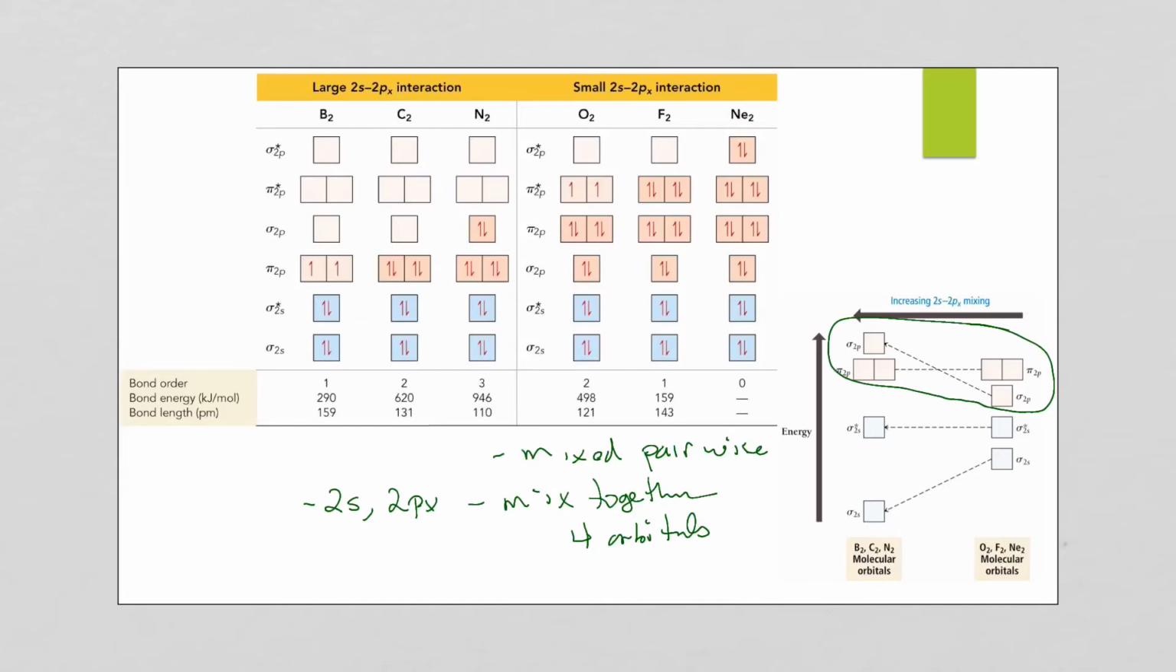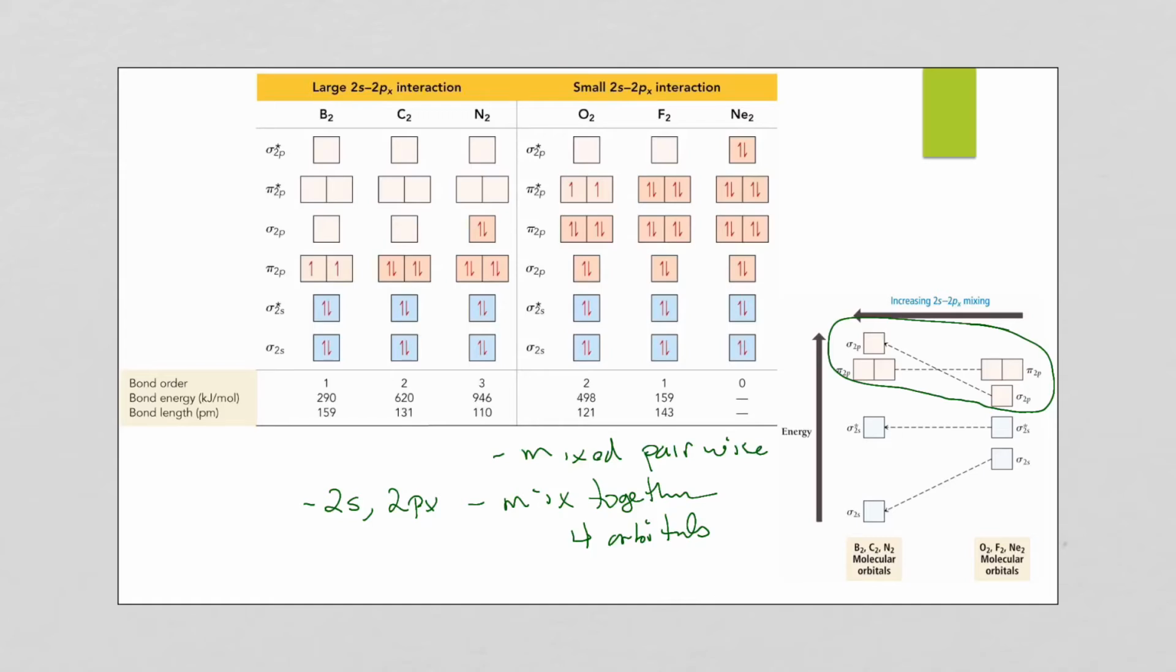When we say mixing, remember we're talking about mathematically mixing, when we combine the wave functions. Are we combining just the 2s with the 2s, or are we combining all of those wave functions together, to some extent? It's that level of what we call S and P mixing that affects the order of these orbitals. Now, why do we see more mixing here than we do here?